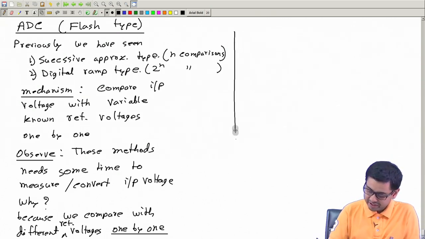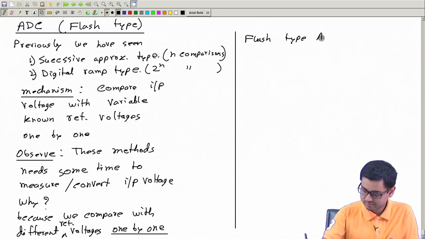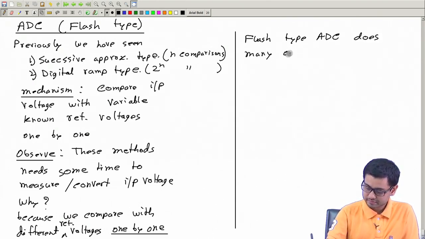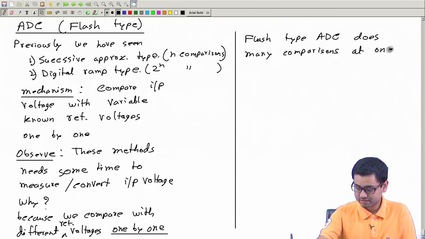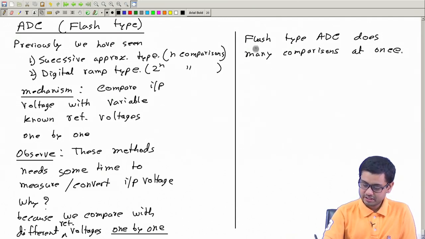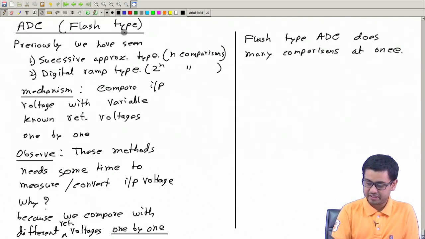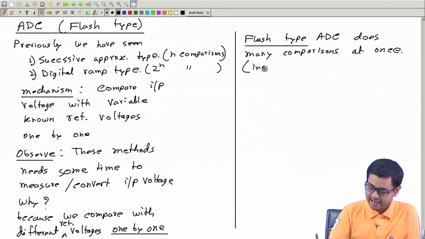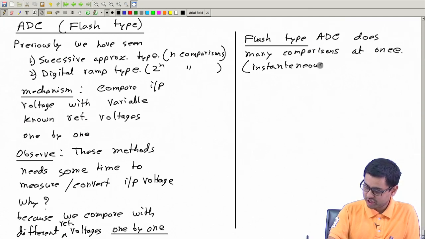So, flash type ADC does many comparisons at once. This is the beauty of this flash type ADC. So, this will be even faster. It will take almost no time. It is an almost instantaneous measurement.